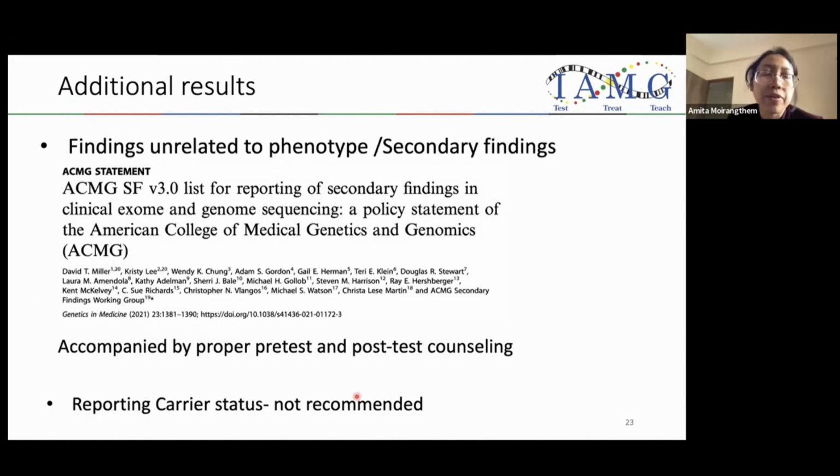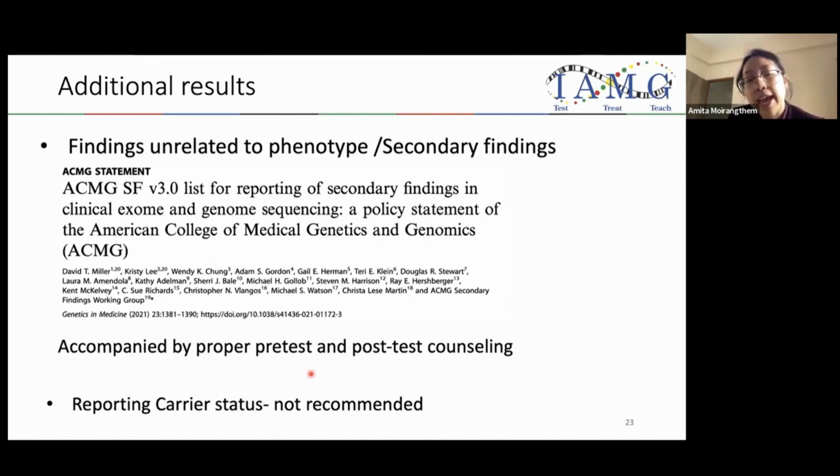So these are called secondary findings, which are findings unrelated to the phenotype. However, reporting such findings may be useful for the family and for the particular individual. So ACMG has again given guidelines for reporting secondary findings, with the latest revision, version 3, now available and covering 73 genes. But such reporting of additional results should always be accompanied by proper pre-test and post-test counseling.